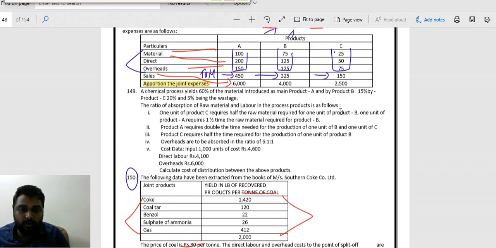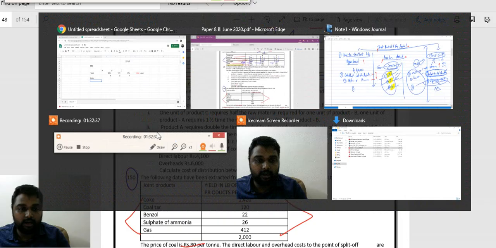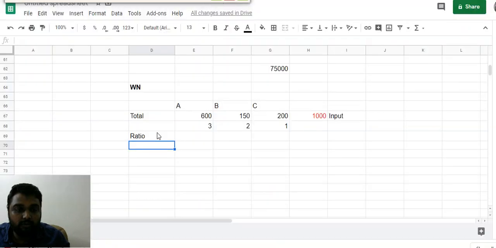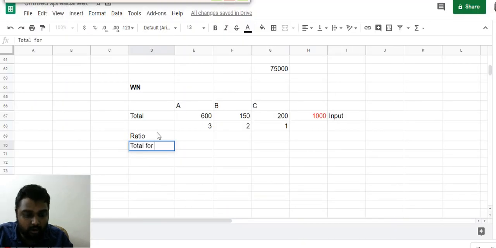Now, A requires 1.5 times the raw material required for B. So whatever B is, take 1.5 times. B is 2, so 1.5 times will be 3. So what will be the ratio? This is for 1 unit. They tell very clearly 1 unit of product. Underline the words 1 unit. So we want the total for raw material.